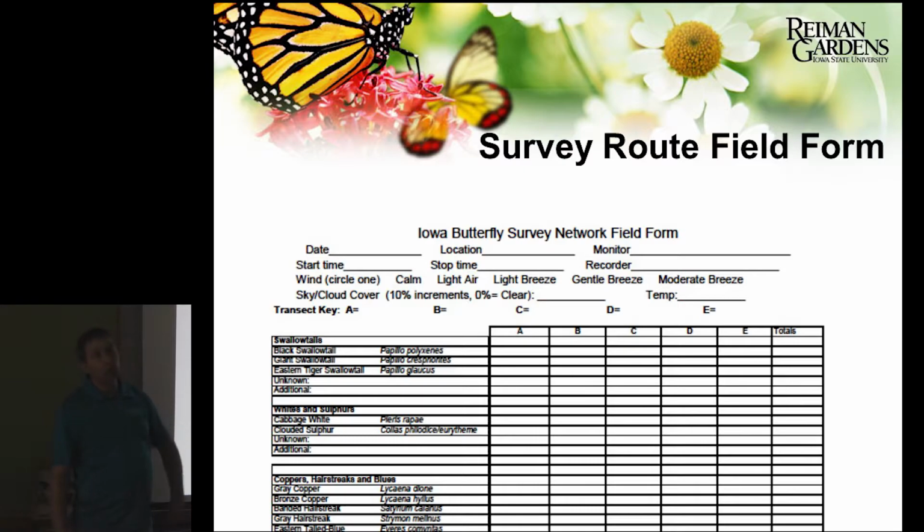Then when you go to write your butterflies in on your sheets, you just make a little tally mark in the column for which section you're in. So if you're in section A and you see a butterfly, you make a tally mark in the box for black swallowtail. If you're walking along in A still and you see a cabbage white, you make a little tally mark down in A in the cabbage white section. You've left A, you've moved into B, all your recordings go into the B section.